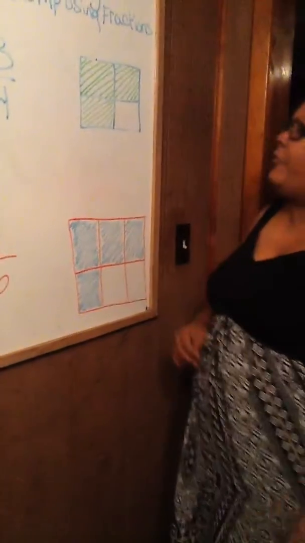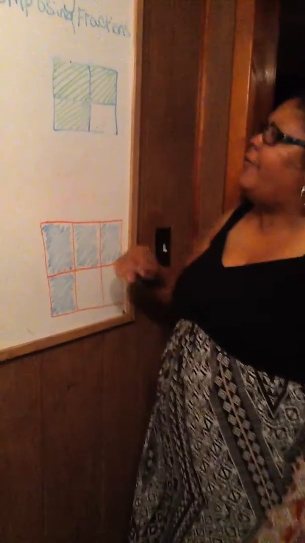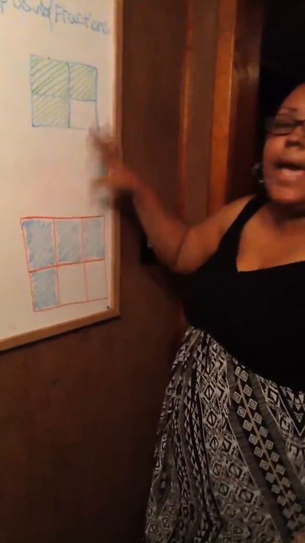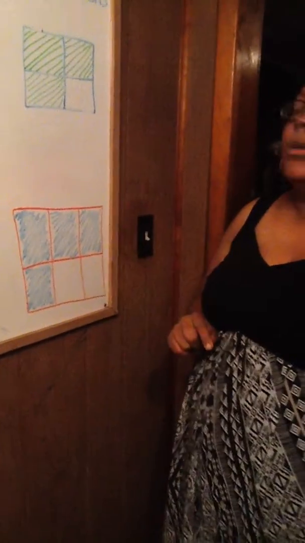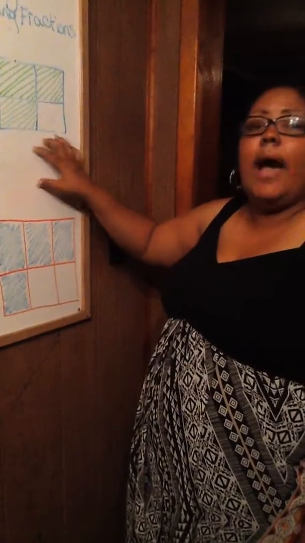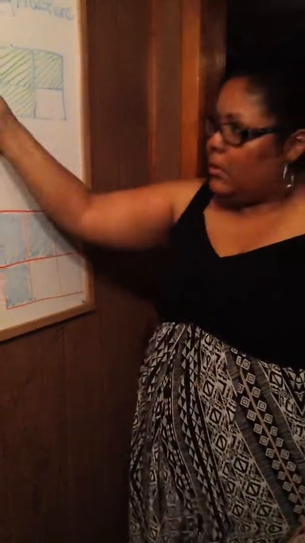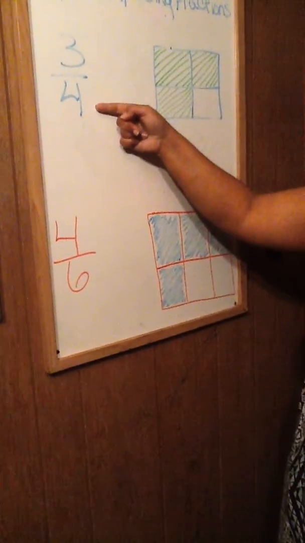Let's look at our graph. When you decide to make a graph or a diagram, you have to have equal parts. We have 4 equal parts here, but there's only 3 shaded in. So that represents 3 out of 4. Here, 3 out of 4.